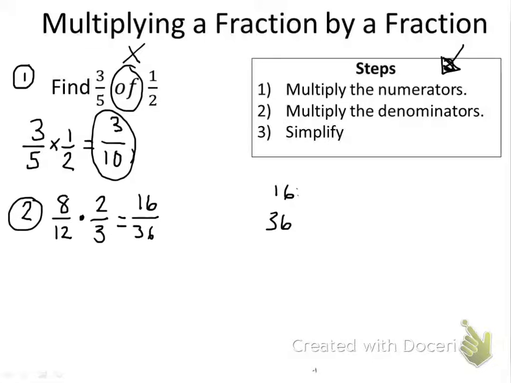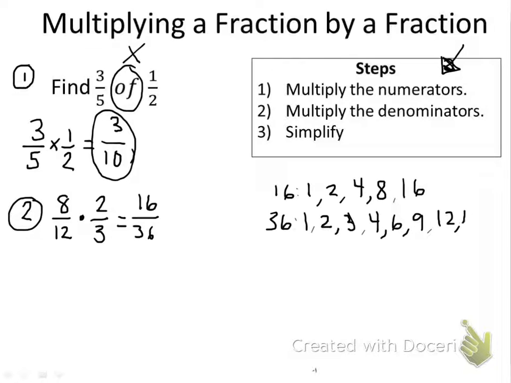Factors are numbers that, when multiplied together, give you the number. So factors of 16 are 1, 2, 4, 8, and 16. Now the factors of 36 are 1, 2, 3, 4, 6, 9, 12, 18, and 36.